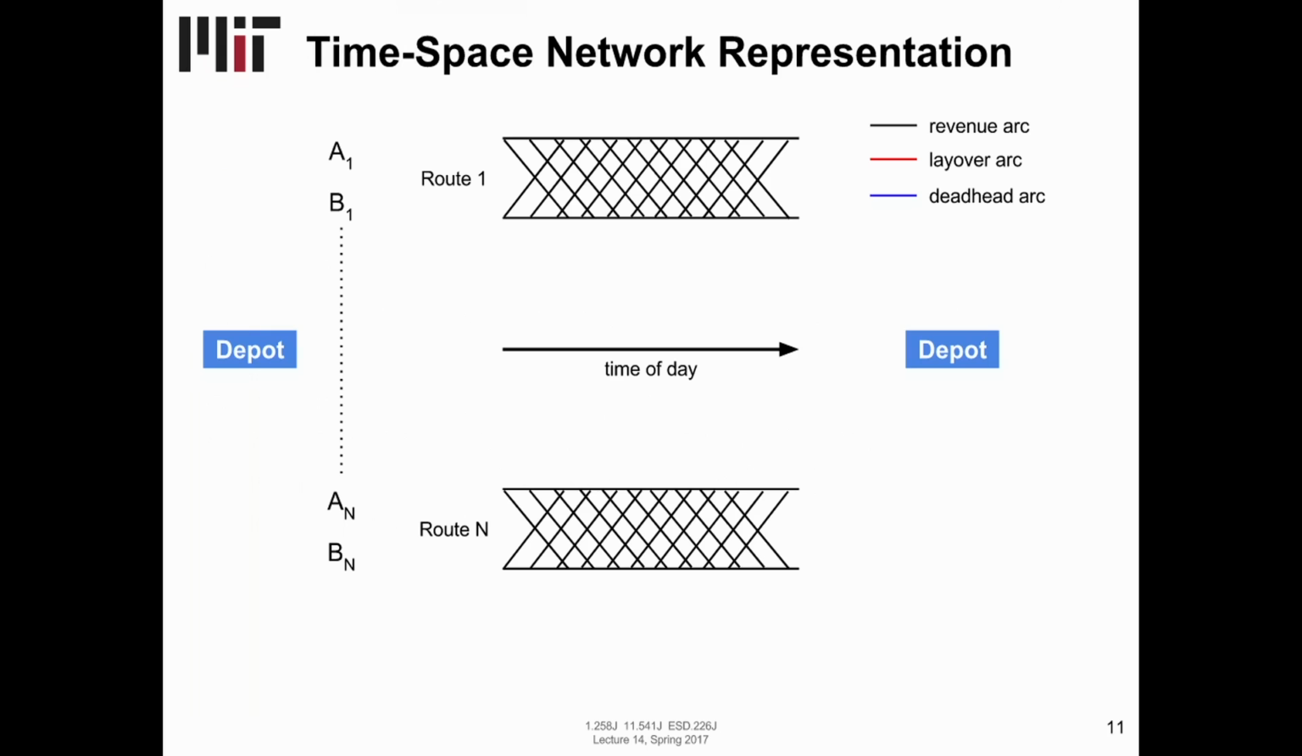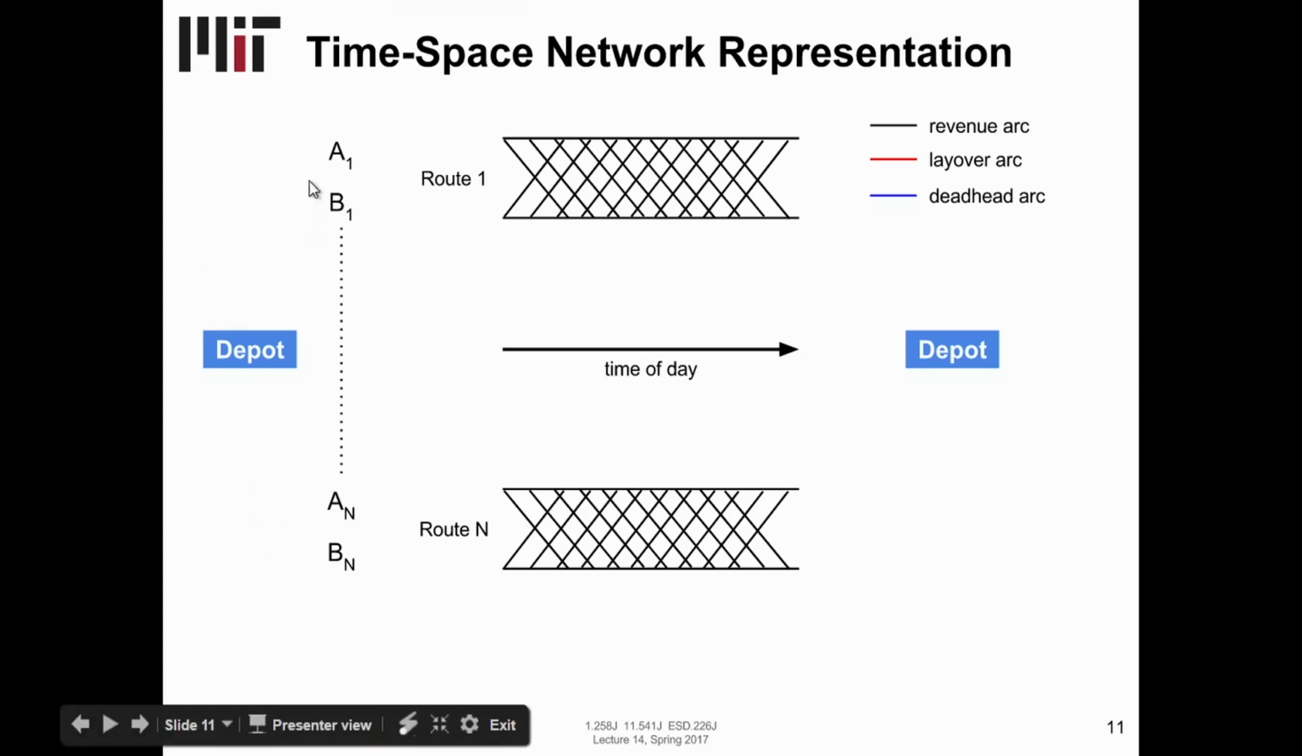So this is the time-space network representation of the vehicle scheduling problem. In the next 3 slides, we're trying to build on the time-space network structure to realize what decision we're trying to make and how we can solve it. So this is the time-space representation with the x-axis being time of day and the y-axis being space. This is only one-dimensional space here, but it could be two-dimensional too.